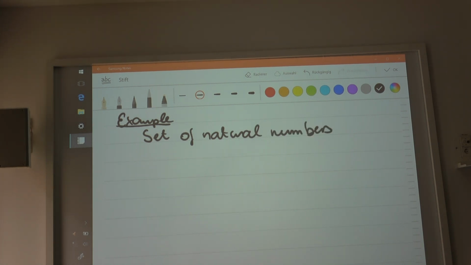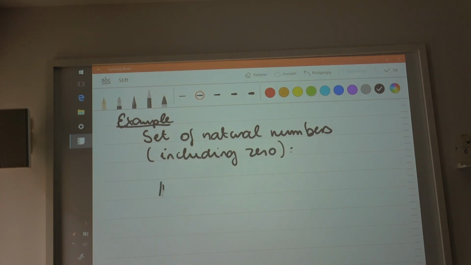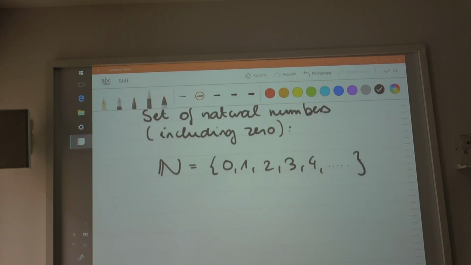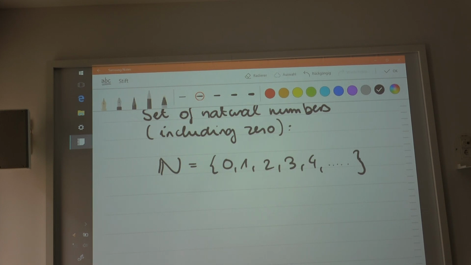And I include 0 into that set. The notation for that is, as you can see here, 0, 1, 2, 3, 4, etc. Now, basically, the question here would be, what is, for instance, the cardinality of the set of natural numbers?